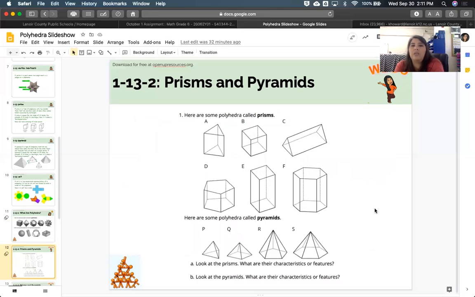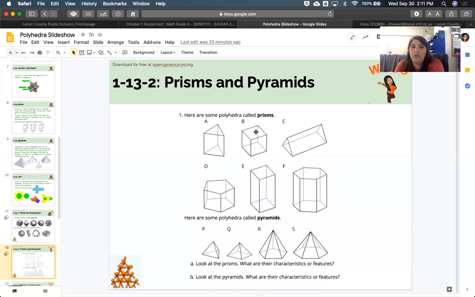Here are some polyhedra called prisms, and here are some polyhedra called pyramids. Look at the prisms. What are their characteristics or features? So you can see on each one of these, A through F, we have polygon faces, and the bases are all connected by rectangles. So this prism has triangle faces, and it's connected by rectangular faces. So this is a triangular prism.